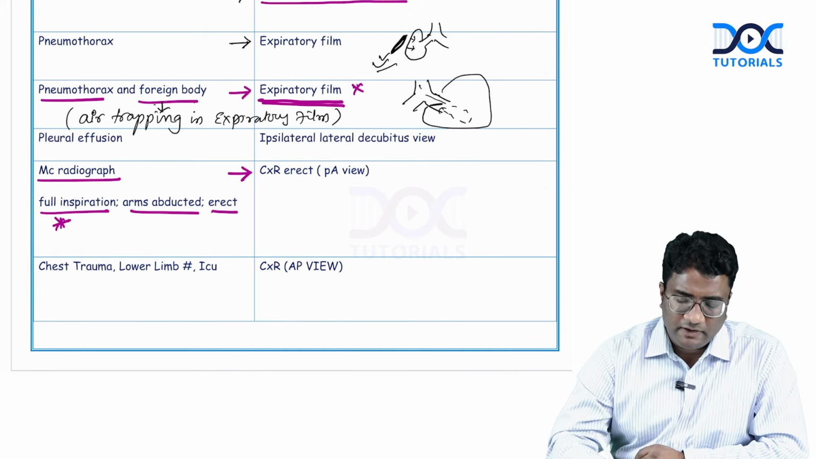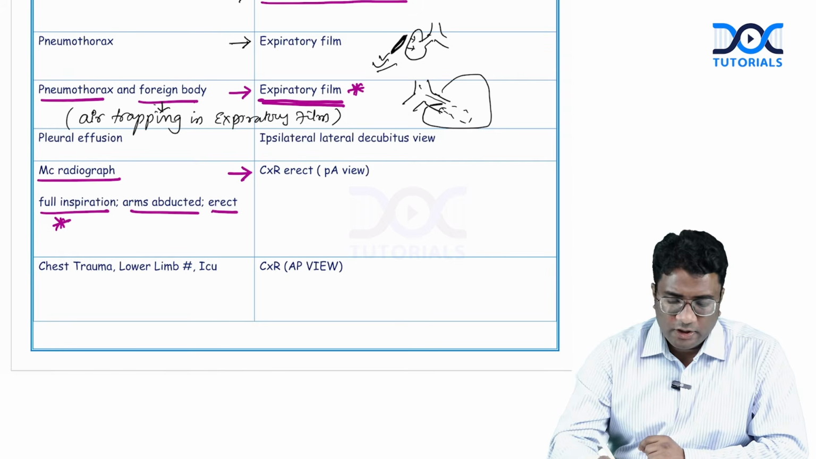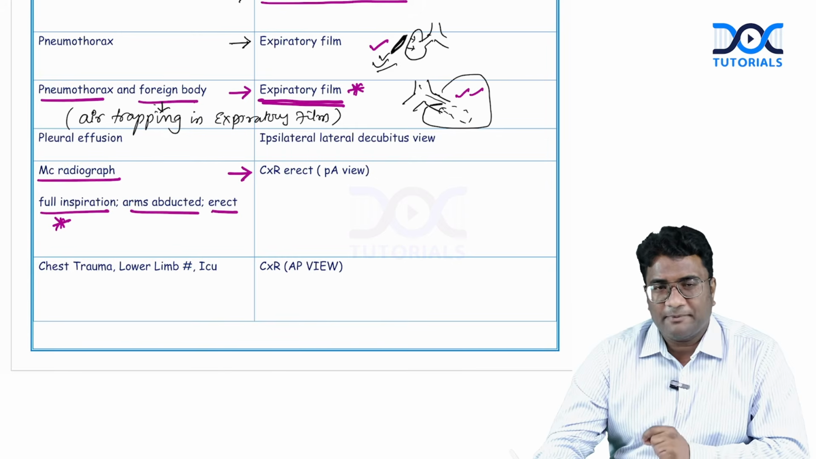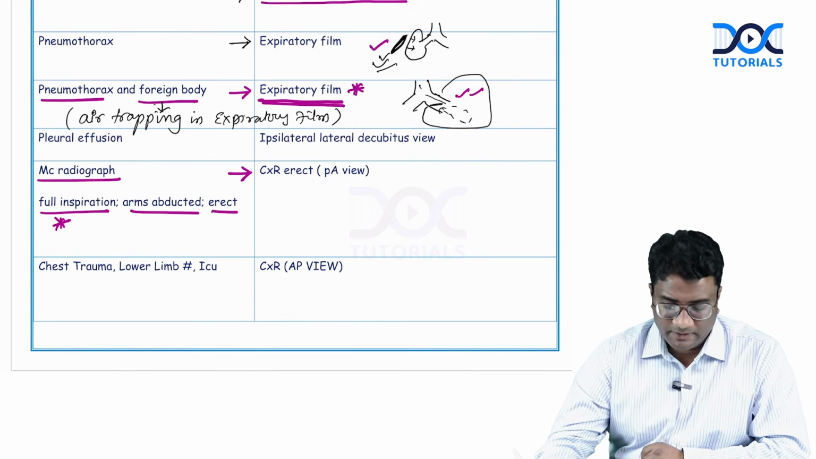When do you do expiratory films? Two conditions. What are they? Pneumothorax and when you are suspecting a foreign body. You will see air trapping in expiratory films.